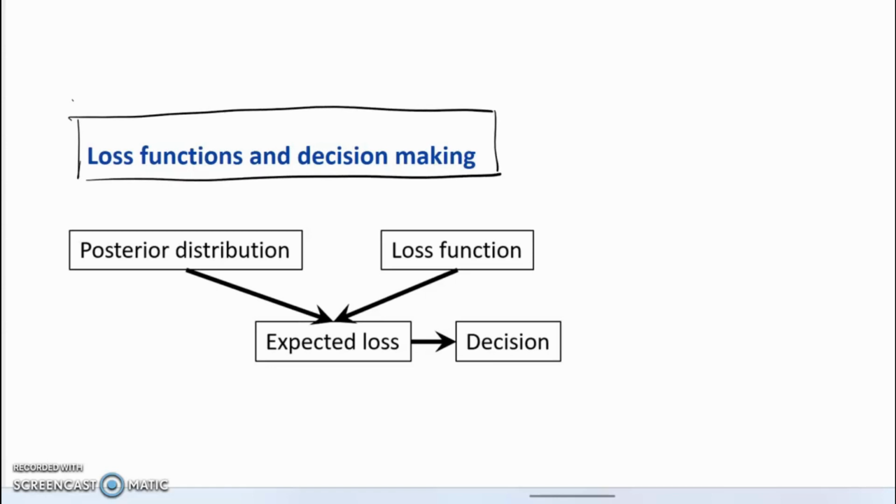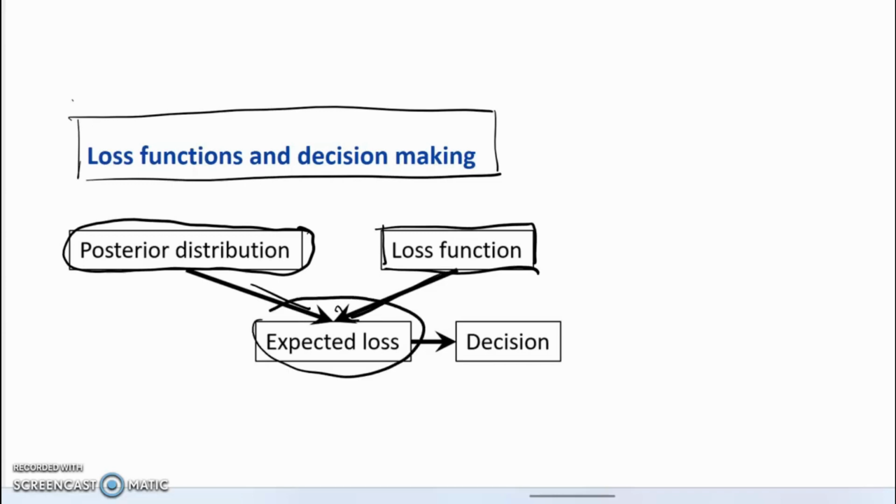So the next application I want to talk about involves loss functions and decision making. As an overview, we're going to begin with the posterior distribution provided to us by Bayesian data analysis. Then we're also going to have on hand a loss function. We're going to combine these two things to calculate the expected loss, and that's going to guide our decision making.